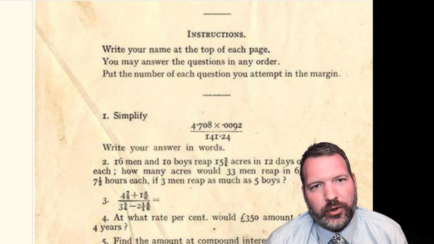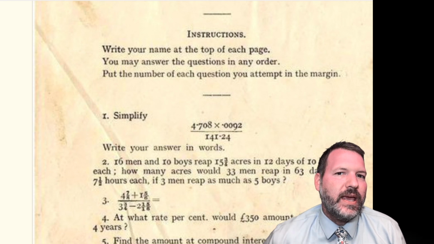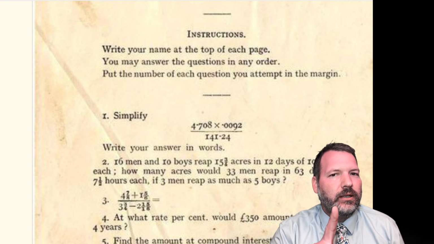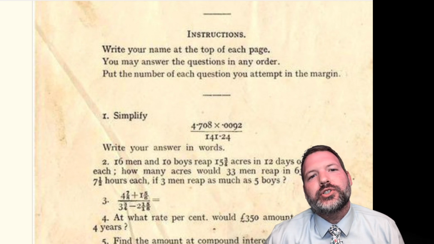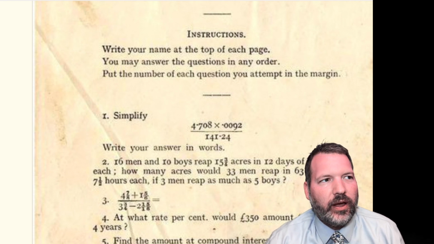So here's what I want to try today as we're looking at this entrance exam. Can we get just one question right? Can we get just the first question right on this 1913 entrance exam without the aid of a calculator, without the aid of log tables or anything else?